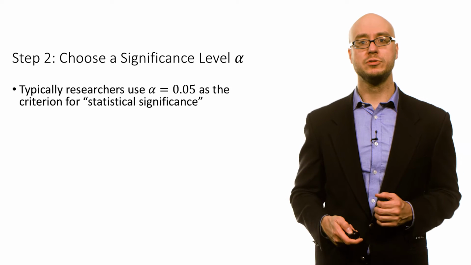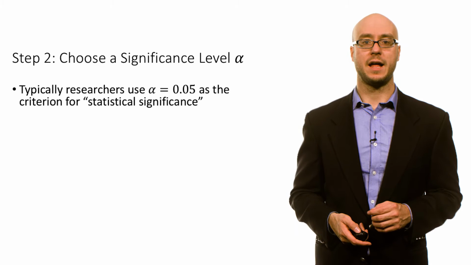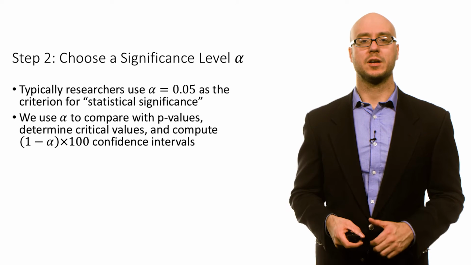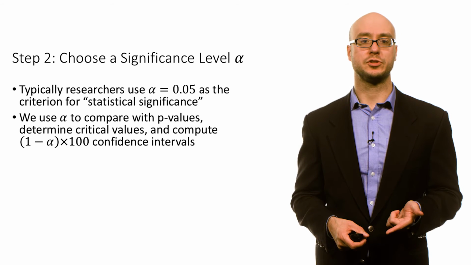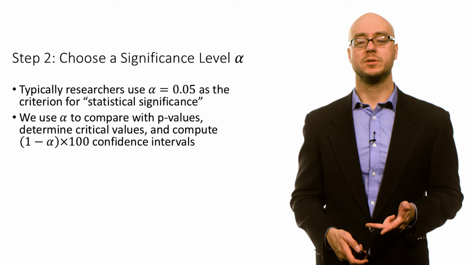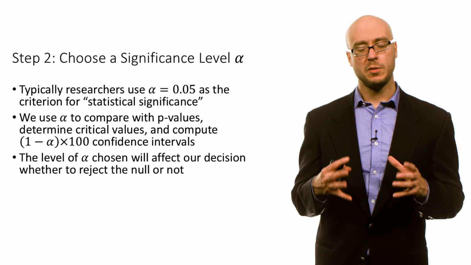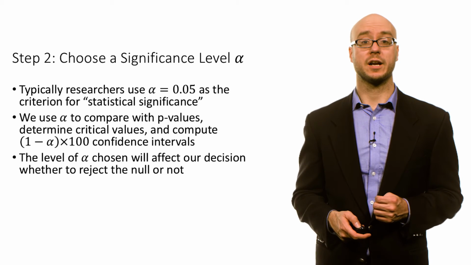Second step, you choose a significance level alpha. Again, researchers typically use alpha of 0.05. And then we use this alpha to compare and understand p-values, to determine our critical values by which we compare our test statistics. And we also use alpha to compute confidence intervals. The important point is that the level of alpha we choose is going to affect our decision whether to reject the null or not.